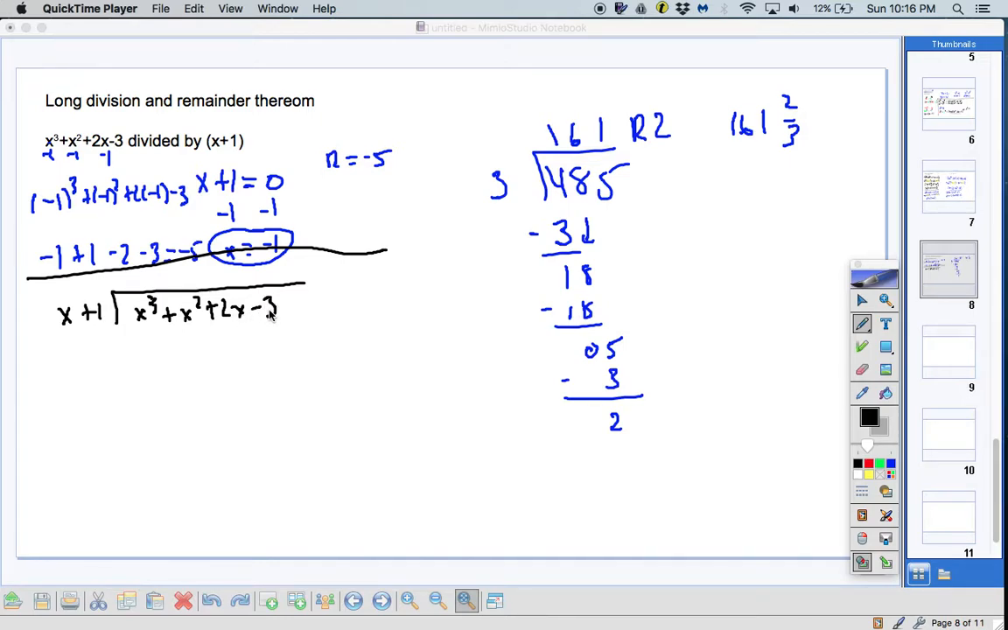And now we start dividing, just like we did before. We started with how many times does 3 go into 4 without going over? Well, we're going to say, don't worry about the plus 1. We're just looking at the first number here.